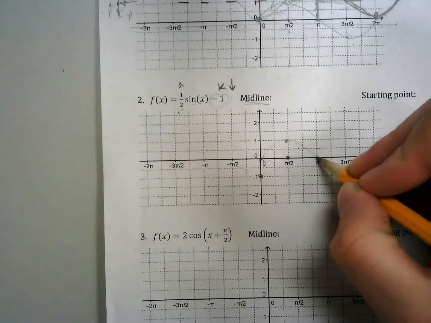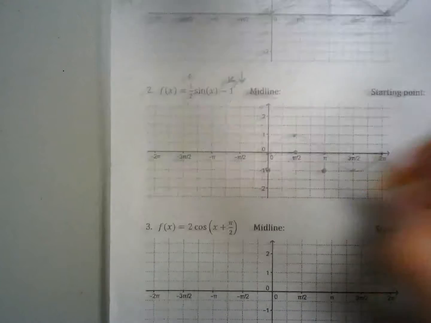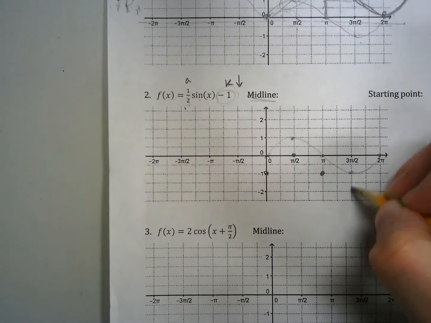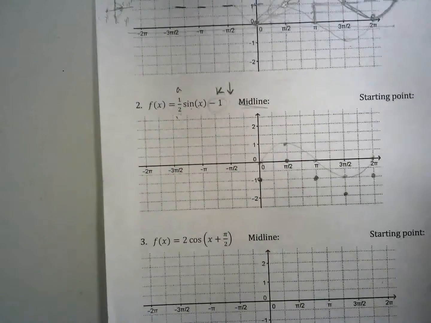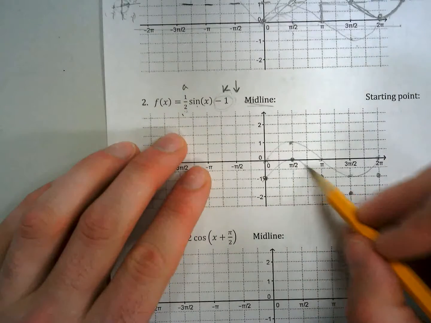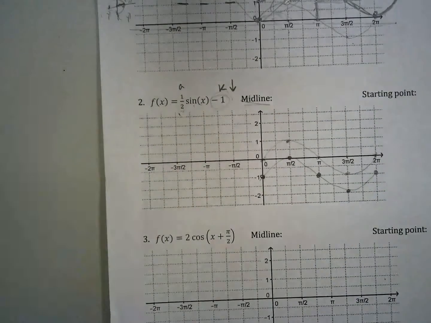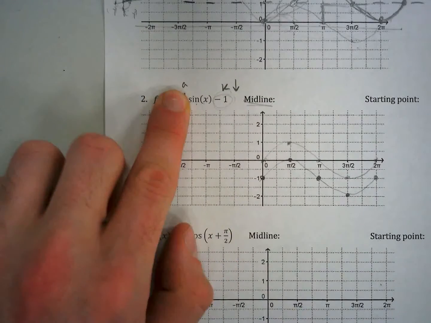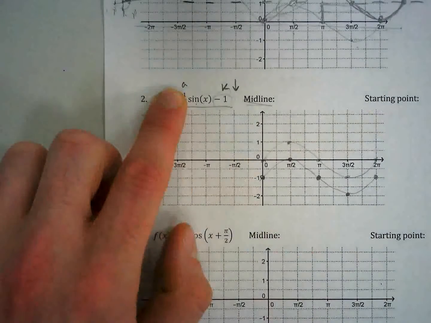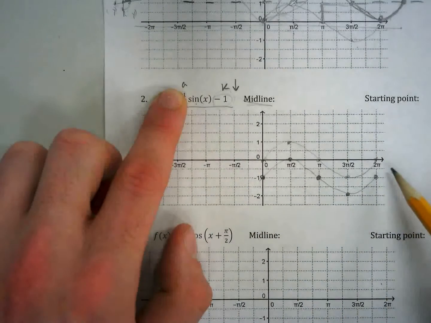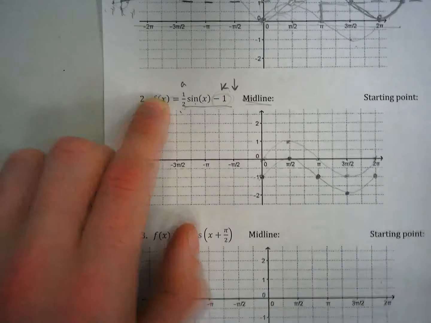This one at pi is going to go down 1. This one at 3 pi over 2 is going to go down 1. This one at 2 pi is going to go down 1. So now we kind of shifted down here. That's not our graph though. That's just, if we were to just graph this, it would match this graph. But this 1/2 is going to shrink it.